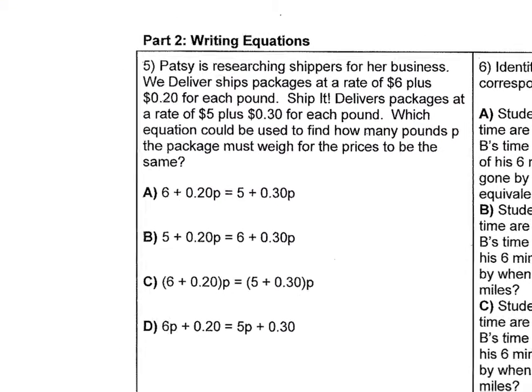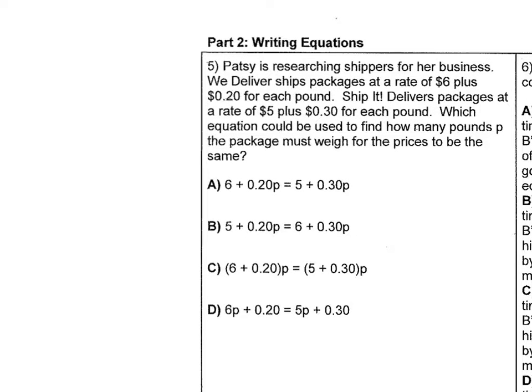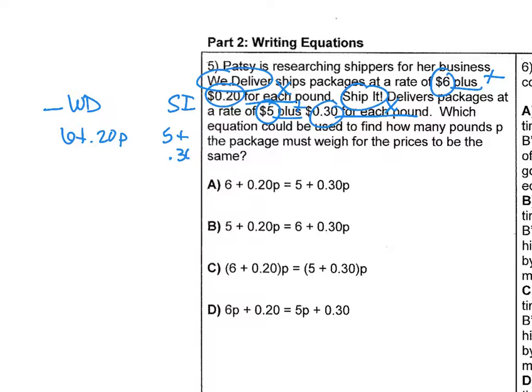Number 5, we had to compare 2 different equations. We had Patsy's researching shippers for her business. We Deliver ships packages at a rate of $6 plus 20 cents for each pound. So $6 plus 0.20 pound. Then Ship It, on the other hand, delivers packages at a rate of $5 plus 30 cents for each pound. So $5 plus 30 cents.